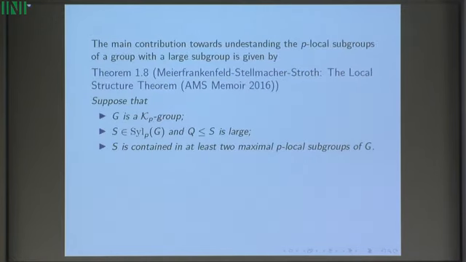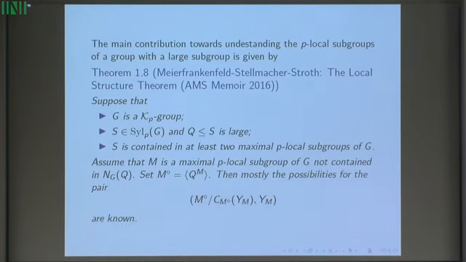So this is the first main theorem in the MSS project. It came out a couple of years, 4 years ago now. What does it tell you? You start off with a group G. Well, here's the statement of the theorem. It says that mostly the possibilities for this pair are known. Right? Let me try and explain what that really means.